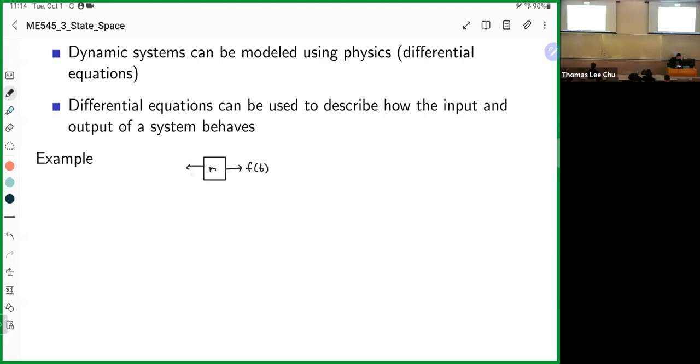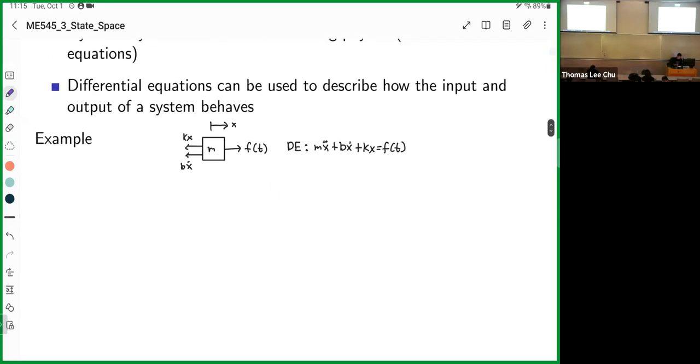If we have our spring kx and our damper, and we have our differential equation, it's going to be mx double dot plus bx dot plus kx is equal to f of t. Basically, what state space will tell us is how all of these states are related.